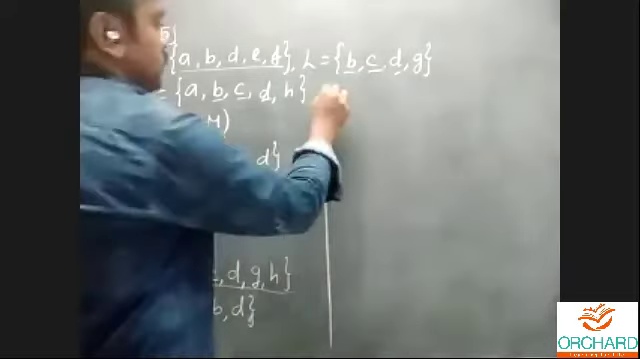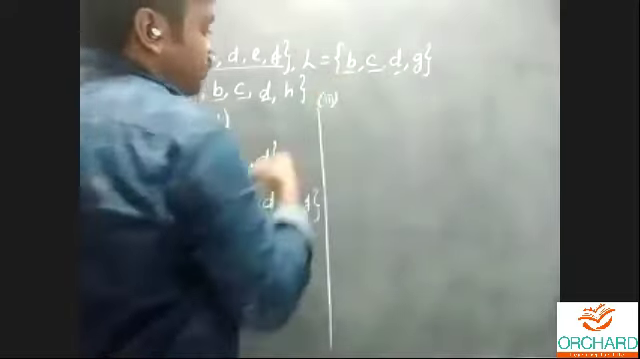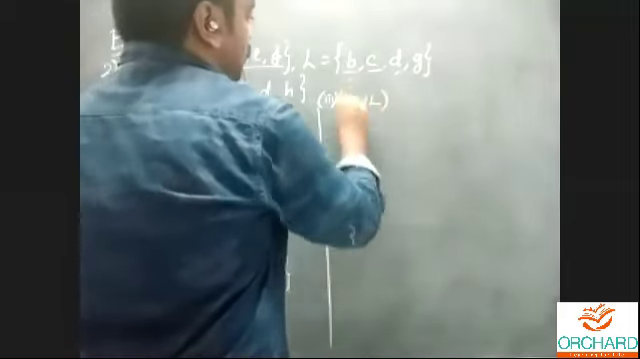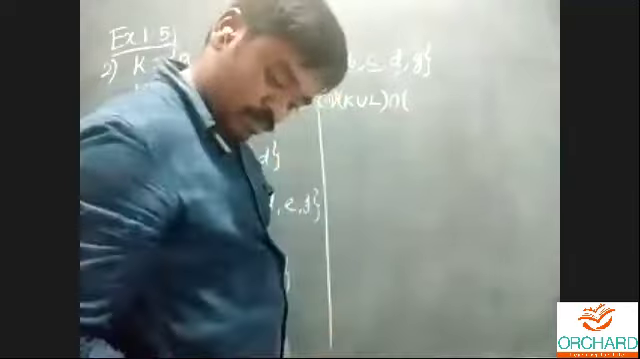Third subdivision. For subdivision number 3, K union L intersection K union M.